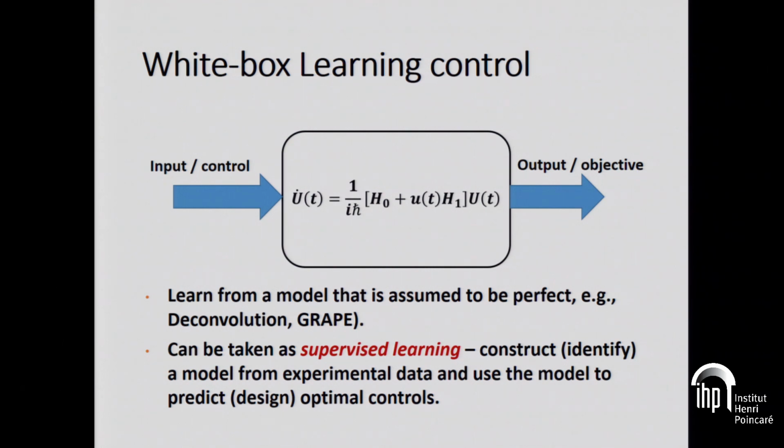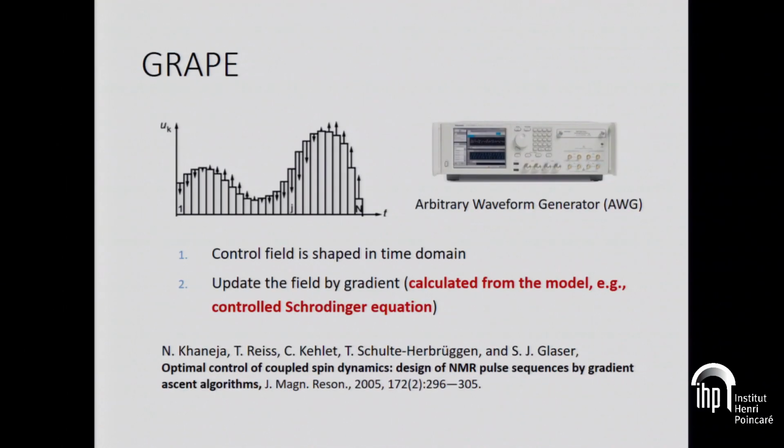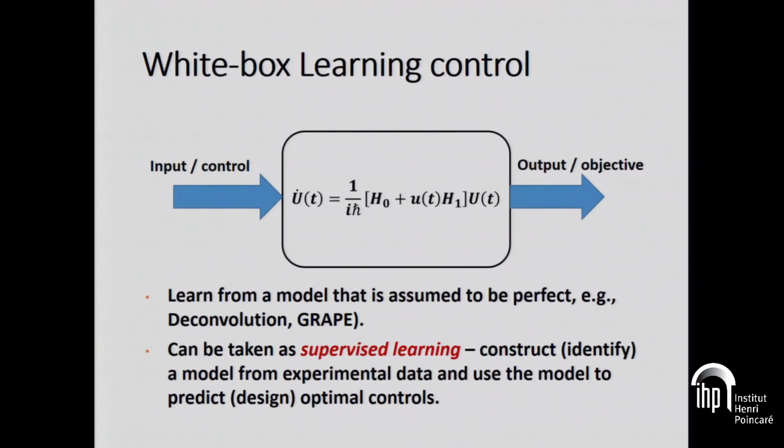Okay, so let's summarize the way of thinking of these two different algorithms. They're just the two extremes. So for the GRAPE, I would say this is kind of white box learning control. If you take the quantum control system as something in the box, GRAPE assumes that you know everything inside it, okay? They assume that the model is perfect, and you use the model to design the control. Okay, from the viewpoint of machine learning, it's kind of supervised learning. That means that you have the model, you identify the model from a bunch of data, and then you use the model to predict or to design your optimal control.